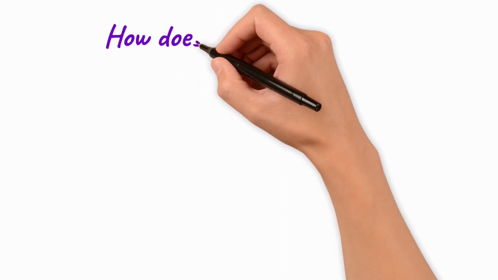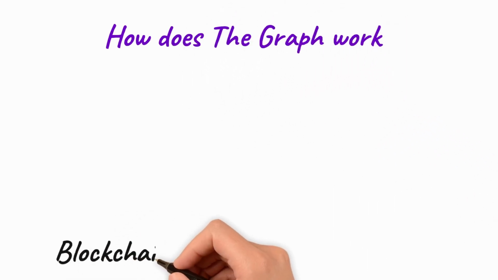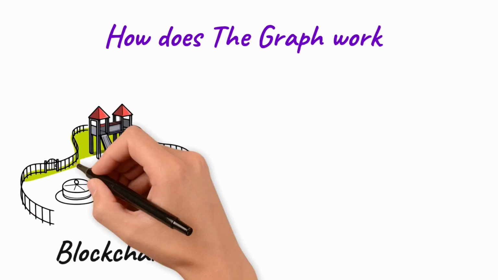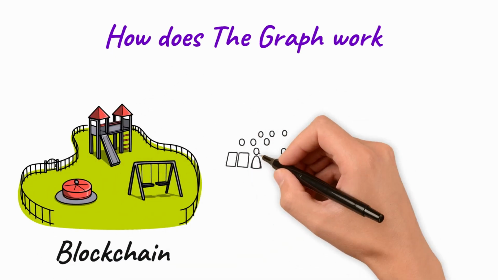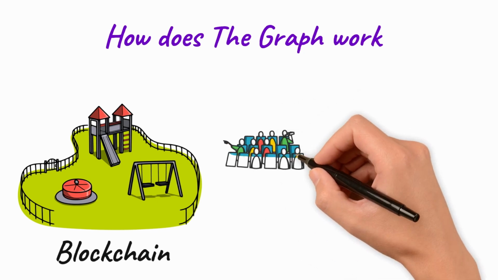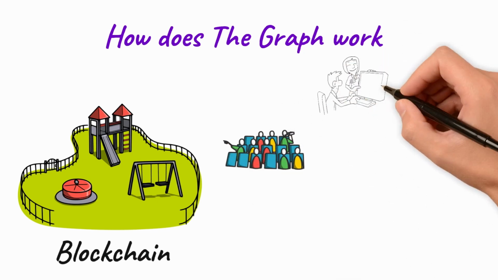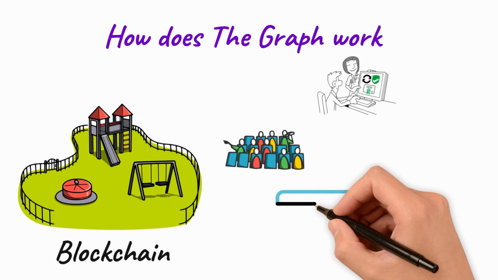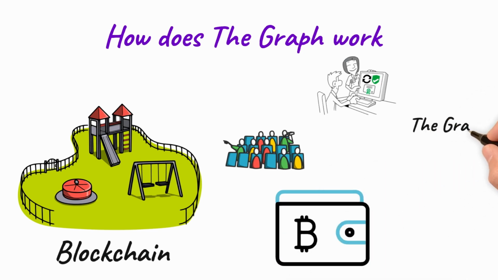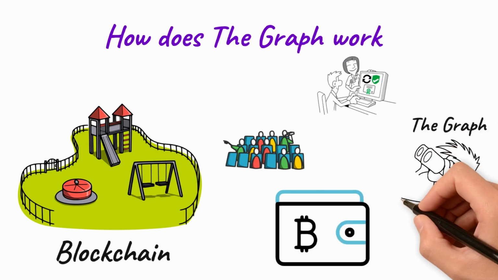How does the graph work? Imagine blockchain as a big playground where people or decentralized applications, dApps, play with digital assets and transactions. Now, the graph is like a super smart observer in this playground.